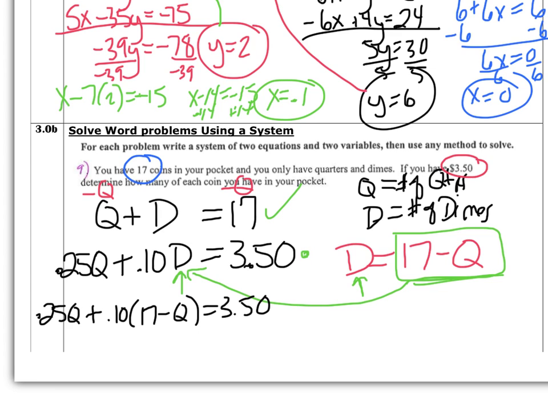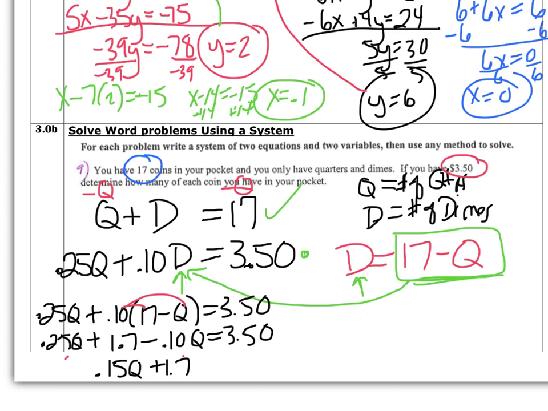Now we're going to have to go ahead and do our distribution. So it'll be 0.25Q plus 1.7 minus 0.10Q equals 3.50. Well, we can add these 2 like terms together. 0.25 minus 0.10 is going to be 0.15Q plus 1.7 equals 3.5.